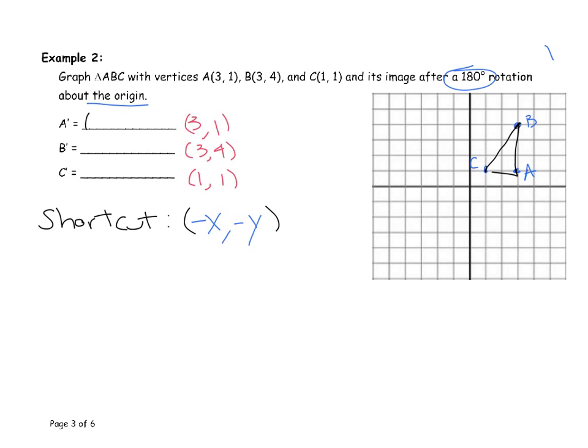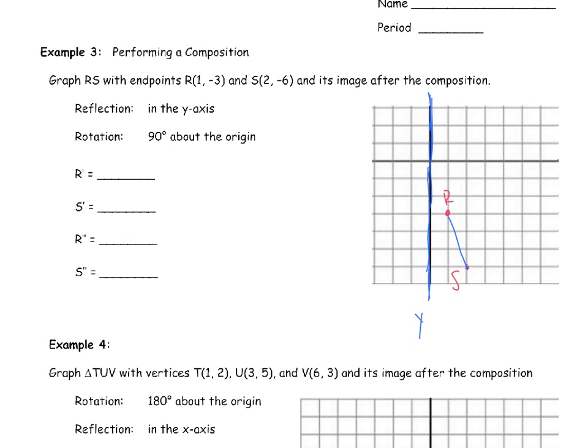So A prime becomes negative 3, negative 1. B prime becomes negative 3, negative 4. And C prime becomes negative 1, negative 1. Now I can graph that. And that is what it would look like once it's been rotated 180 degrees counterclockwise.